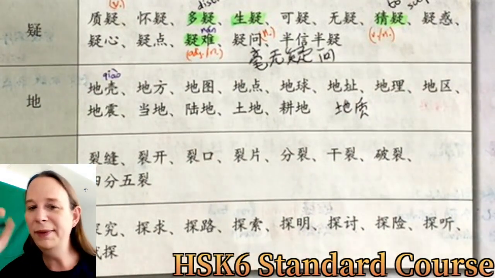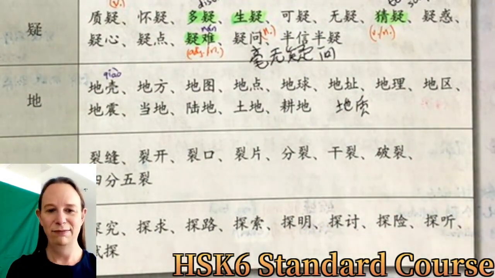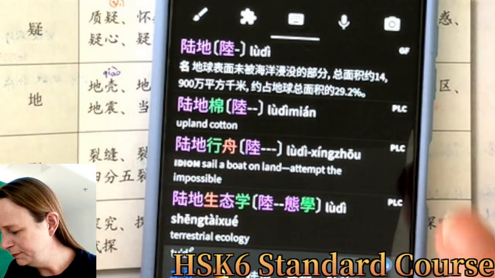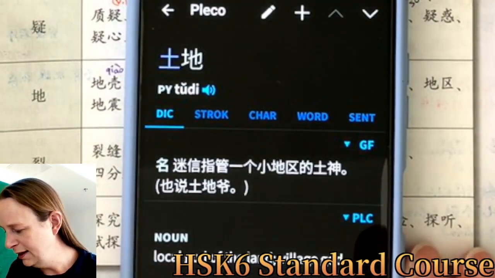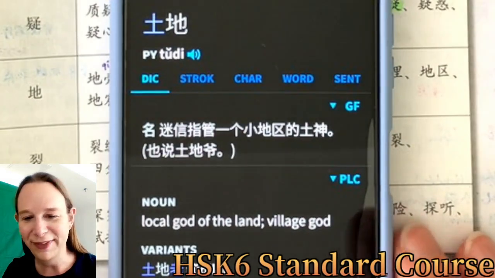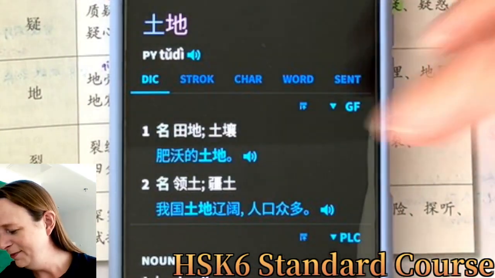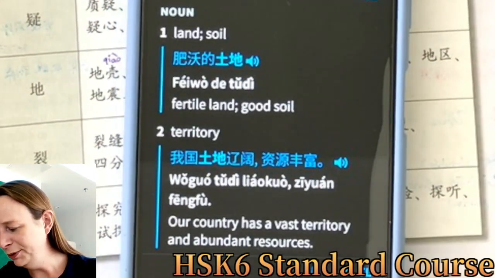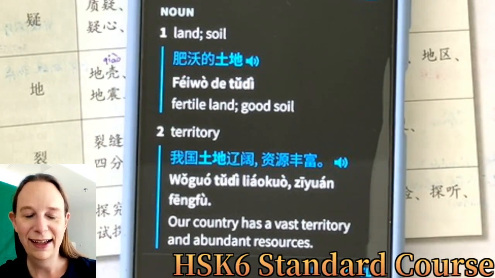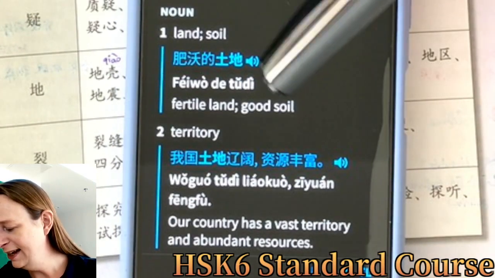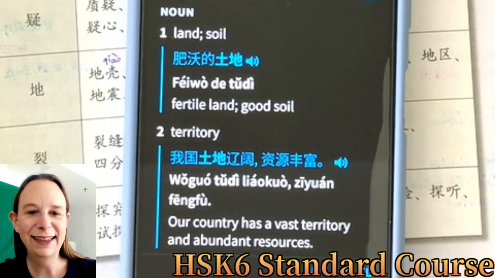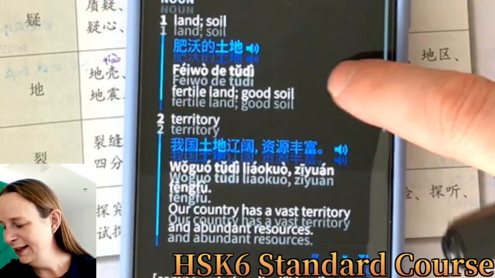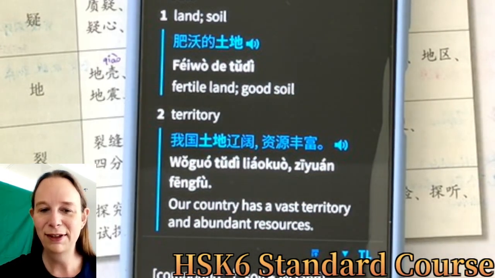All right. 土地. This one we need to be a little bit careful with. It kind of means dirt, but it means like a tract of land. 土地, 一片土地. What? Local god of the land? No, I don't think that's the correct one. Here we are. Land, soil, territory. Oh yeah, territory, that's important. 我国土地辽阔. My country's land is vast. It's land in the sense of soil, and this is land in the sense of sovereignty.